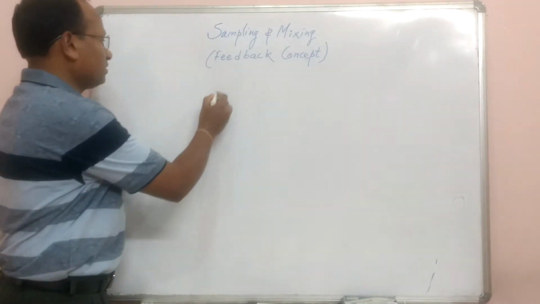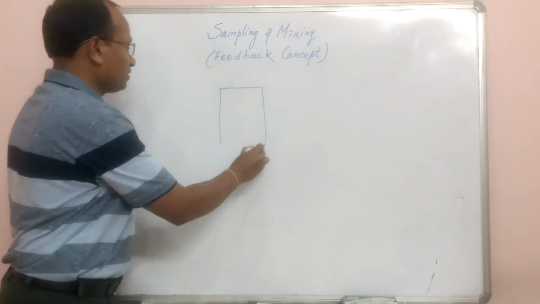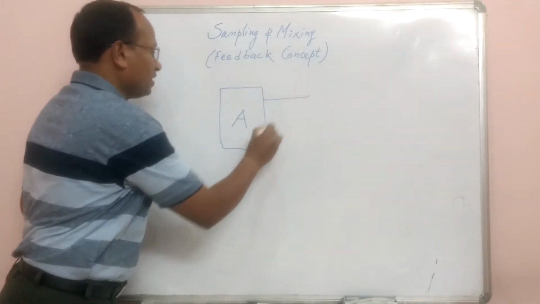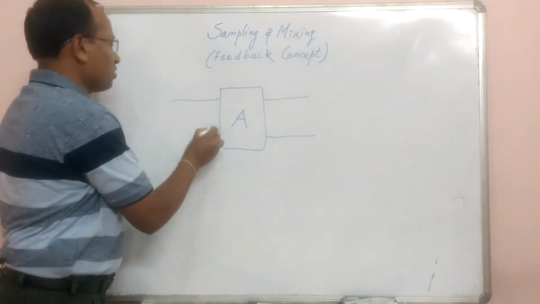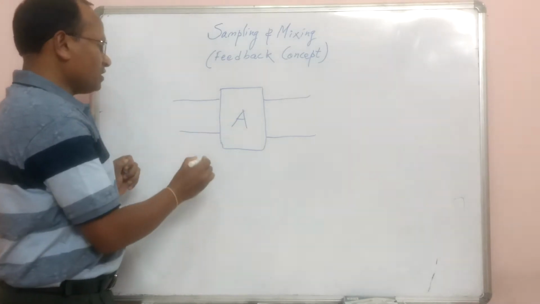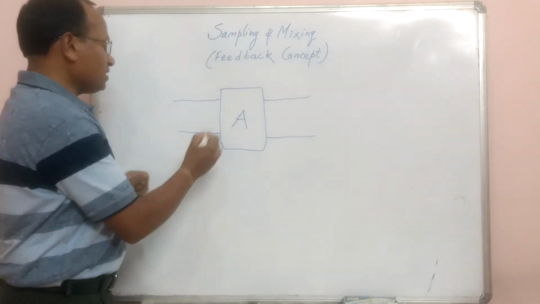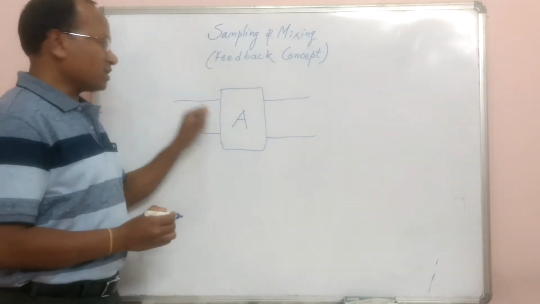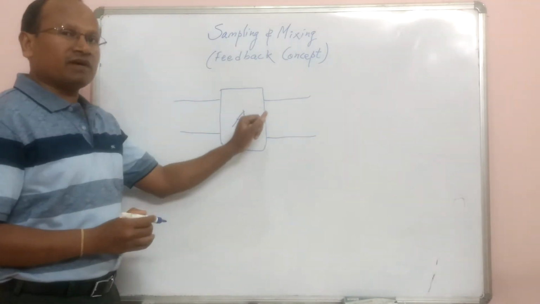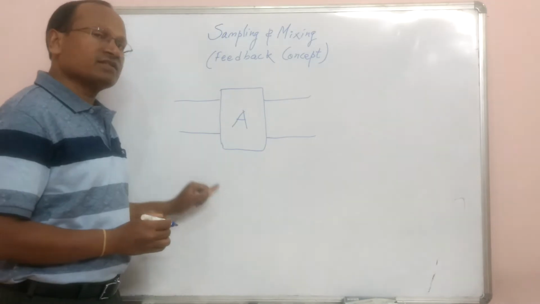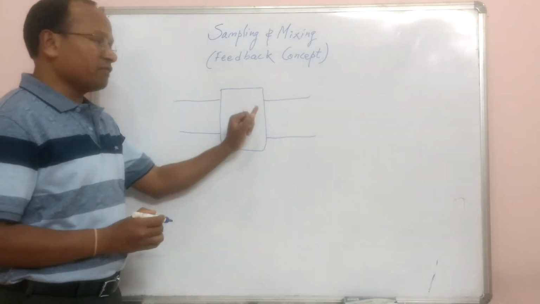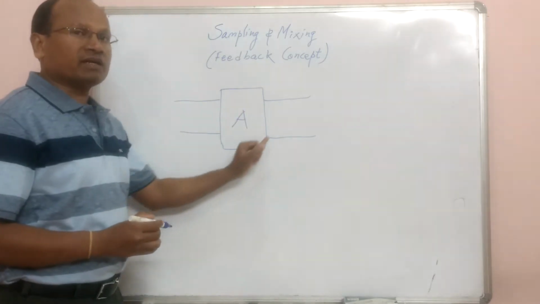Let us see one block. This block I am writing as A. It means this block is an amplifier, where A is the open loop gain, because there is no closed loop. When we say feedback amplifier, there will always be a closed loop. Whenever we say there is an open loop amplifier, there is no feedback at all.